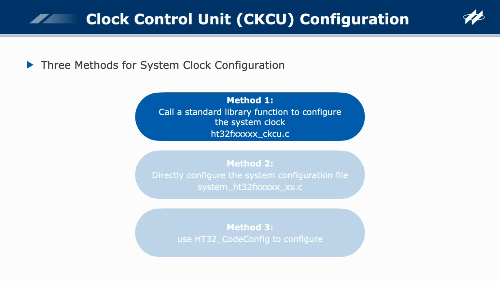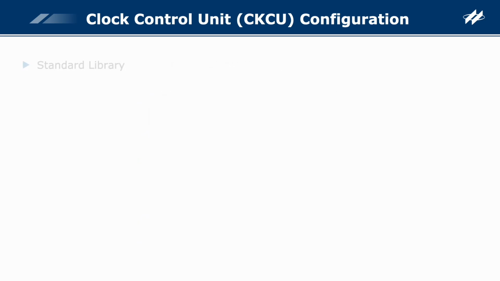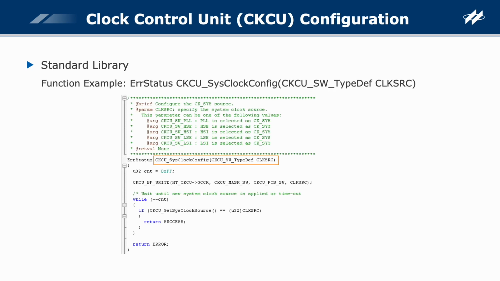Method 1, call a standard library function, write code, and configure the system clock. Holtek provides a CKCU standard library that covers the configuration of all clock functions. Each library comes with detailed annotations. For example, the configuration function for the system clock source. The function description is included in the corresponding comment above the function.